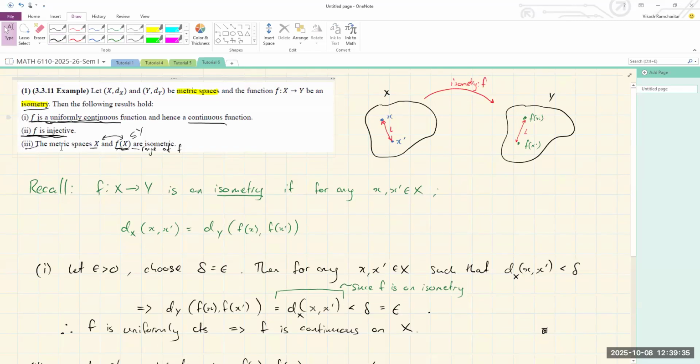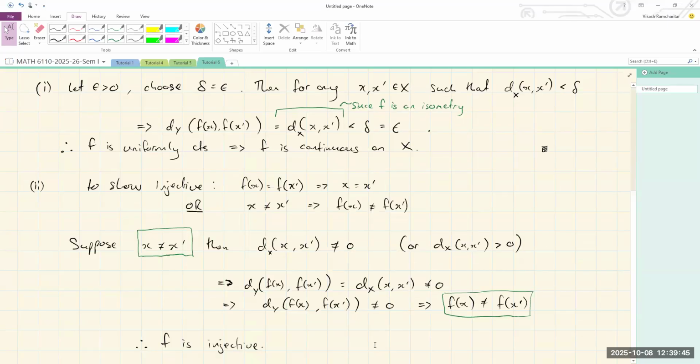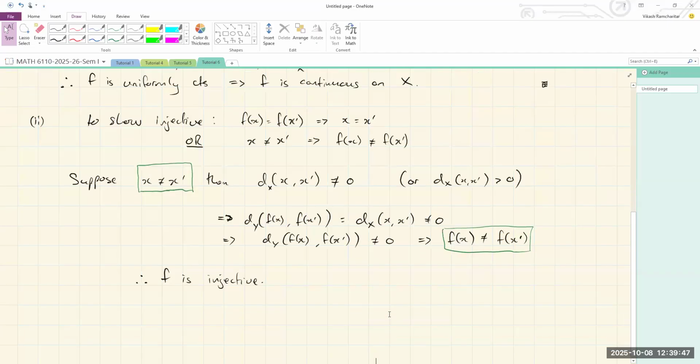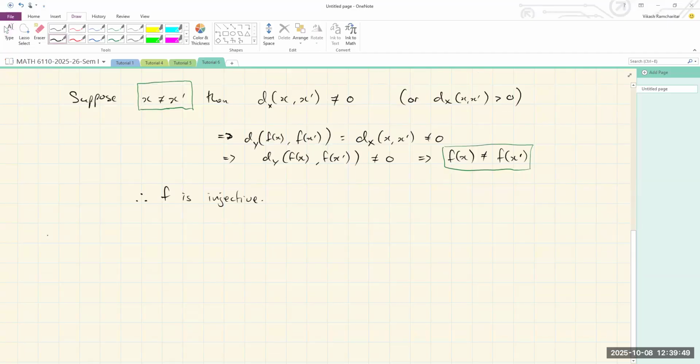And the third one is I want to show that the metric spaces X and f of X, viewed as a subspace of Y, are isometric. So we just need to recall what it means for two metric spaces to be isometric.